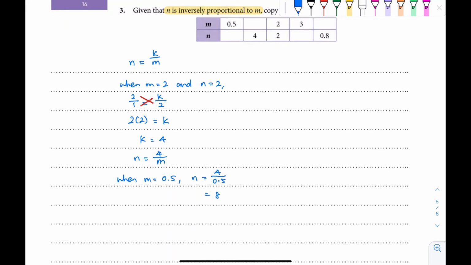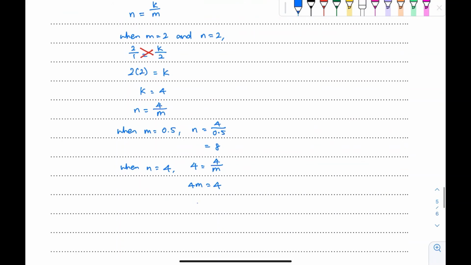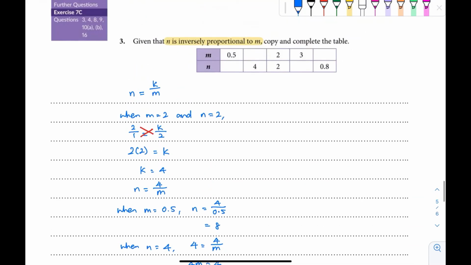Okay, then we can find the next one, which is when n is equal to 4. So when n equals 4, we have 4 equals 4 divided by m. Okay, so we can cross multiply to get 4m equals 4. And it tells me that m is equal to 4 over 4, and therefore I have 1. So therefore, this is 8 here, and this is 1 here.